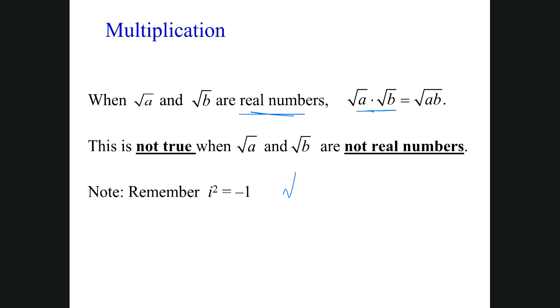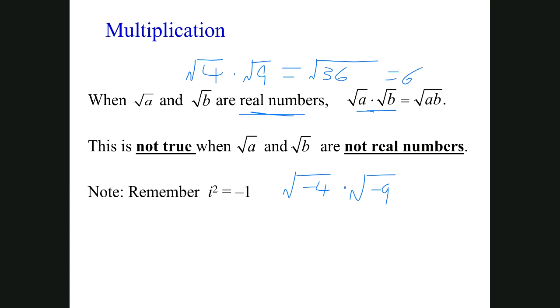If I have the square root of negative 4 times the square root of negative 9, right? Okay, let's do the real numbers first. If I have the square root of 4 times the square root of 9, these both are real numbers, right? And I can multiply these two together: 4 times 9 is 36, and then the square root of 36 is 6. So I can multiply a and b together first, and then take the square root, which is 6. This is exactly right, okay?